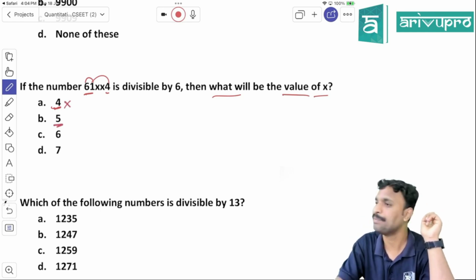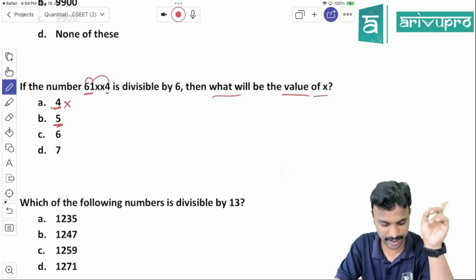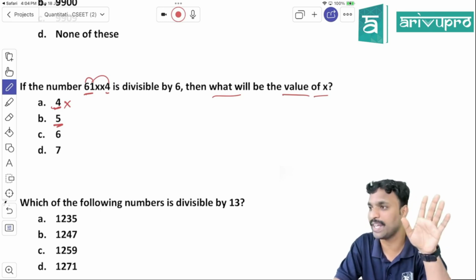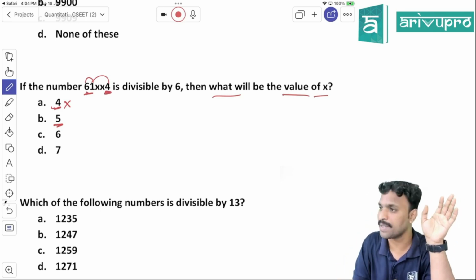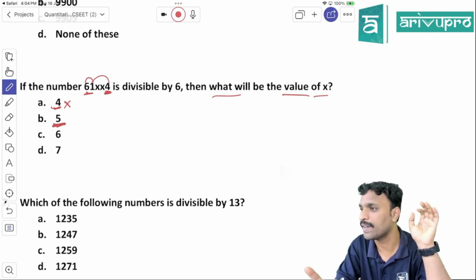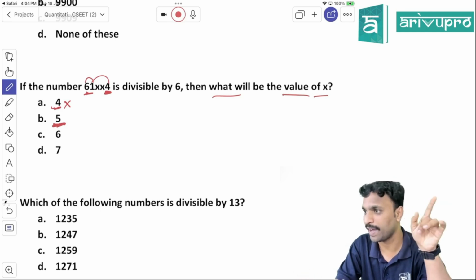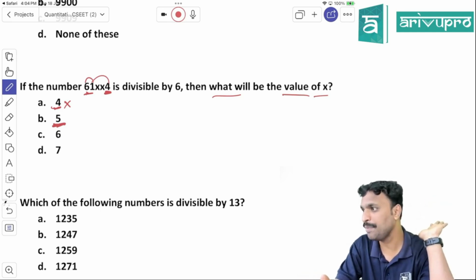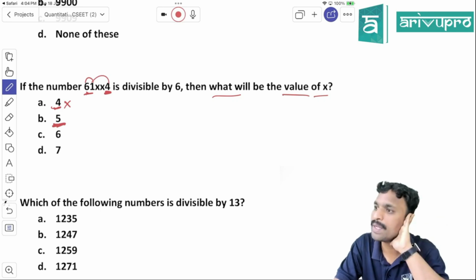Let me hit 5. Already 11 is what? 6 plus 1, 7. 7 plus 4 is 11. 11 is the sum of these three numbers. If I take 5, what happens? 5 plus 5, 10. 11 plus 10, 21. Is 21 divisible by 3?